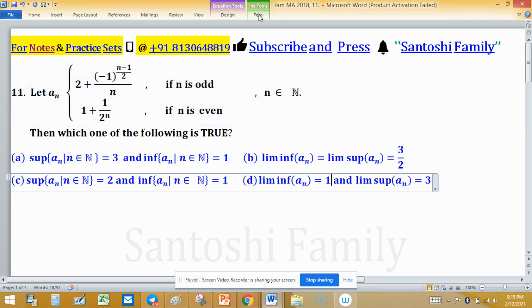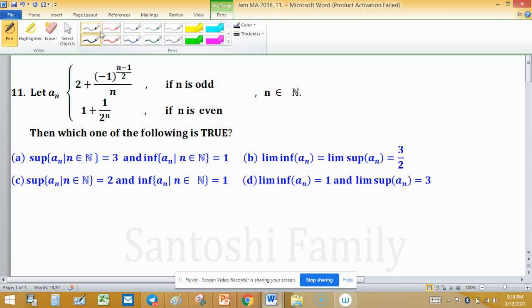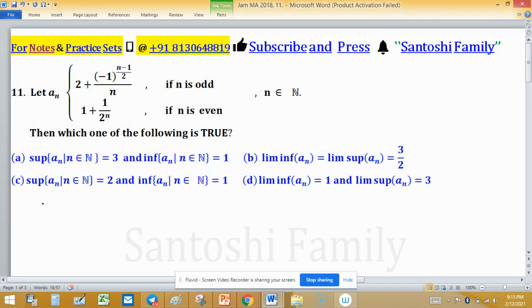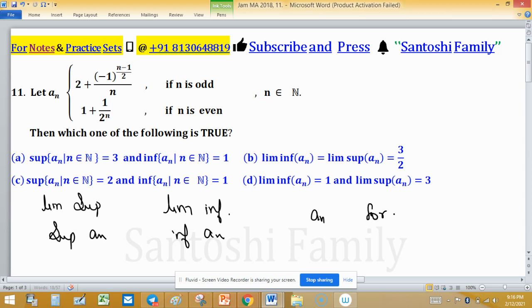Basically, this problem is about limit superior and inferior, and supremum and infimum. Both are different. First is limit superior, normally we call it lim sup; limit inferior, or lim inf; supremum of a_n and infimum of a_n. And a_n is defined differently for odd and for even terms.